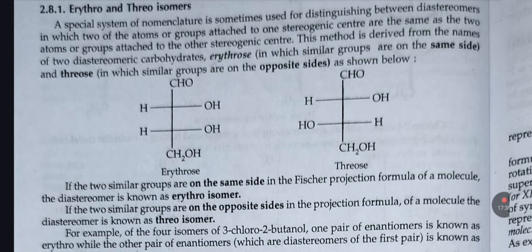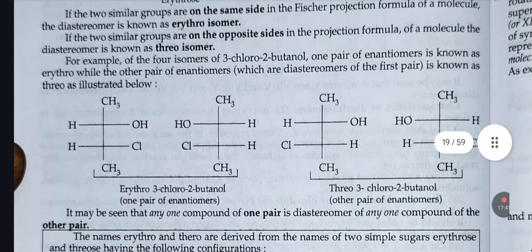If the two similar groups are on the same side in the Fischer projection formula of the molecule, the diastereomer is known as erythro isomer. If the two similar groups are on the opposite side in the projection formula of the molecule, the diastereomers are known as threo isomers. For example, of the four isomers of 3-chloro-2-butanol, one pair of enantiomers is known as erythro, while the other pair of enantiomers, which are diastereomers of the first pair, is known as threo, as illustrated below.